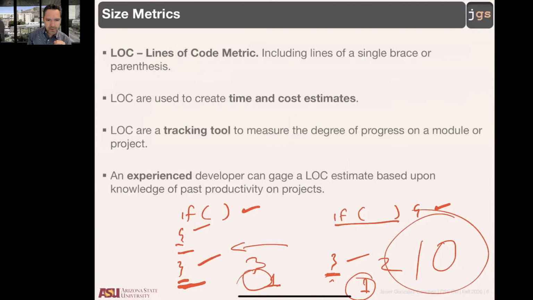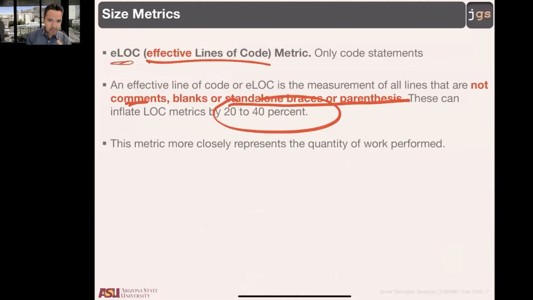Effective lines of code are better, even though we still use lines of code, the one that counts everything, as the main measure of the size of a program. This is the one that you're going to find mentioned in every single place, in every single book or line on the internet, lines of code in general, without identifying anything else. But this one is better.